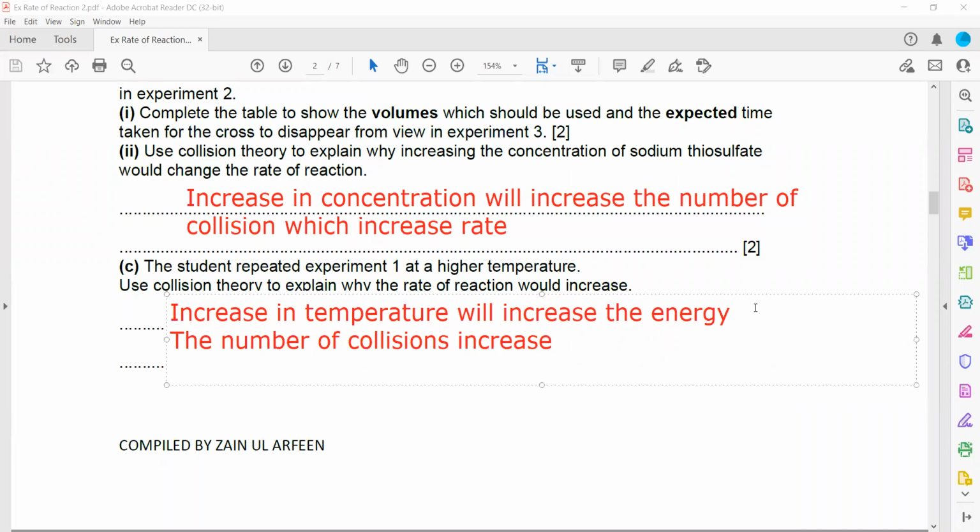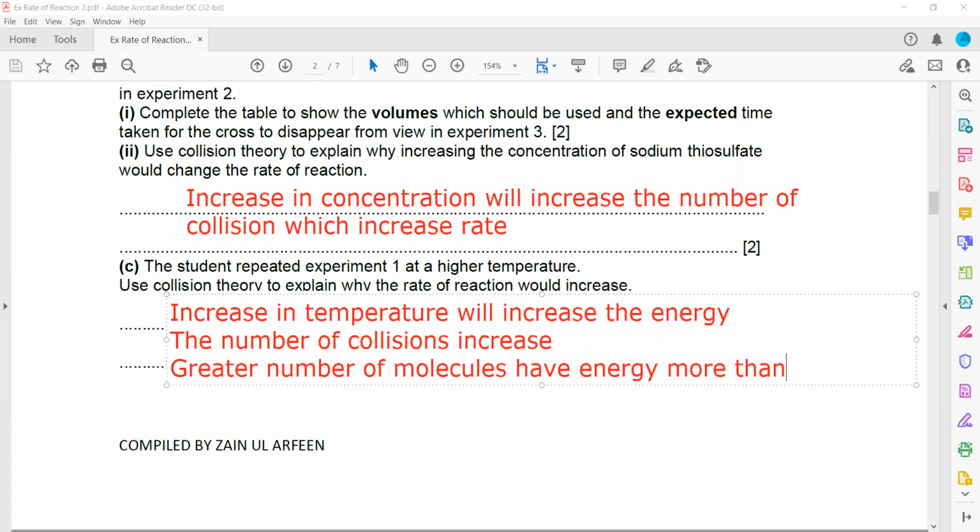And at last, what happened? That a greater proportion of molecules have energy more than activation energy. So when a greater proportion of molecules have energy more than activation energy, as a result, the rate of the reaction will increase as well.